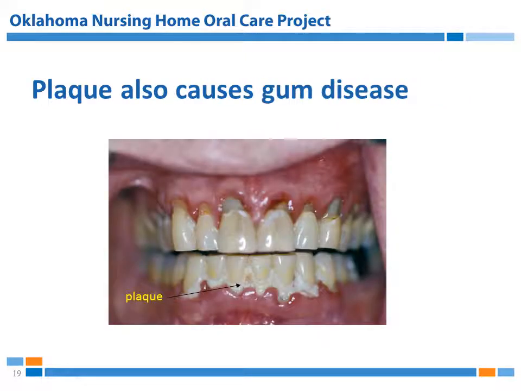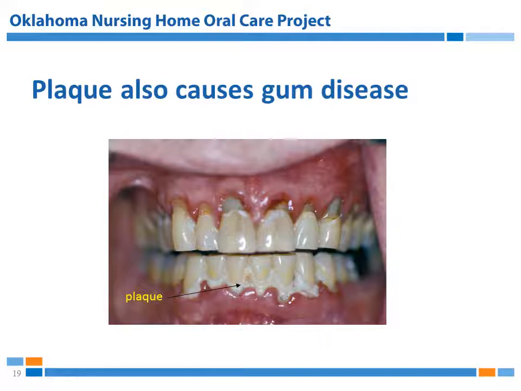Plaque also causes gum disease. Gum disease is a preventable disease by good oral hygiene. It's not a disease that has to occur with age. However, if the plaque is not effectively removed daily with good brushing and flossing techniques, the germs in the plaque can and will destroy the gums and the underlying bone structure.